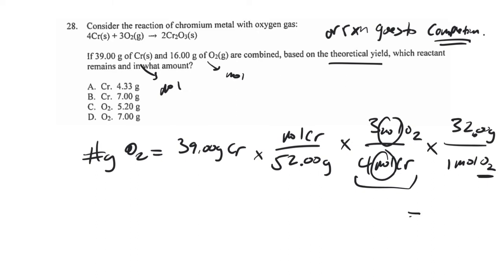And so unfortunately, chromium's not the limiting reactant because I get 18.00 grams of oxygen required to react with this mass of chromium. So what that means is I have to go through the problem a second time.